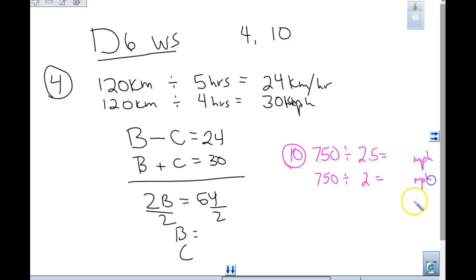Miles per hour. For the first one, 750 divided by 2.5, we should come up with 300 miles per hour. That was our airplane going against the wind, right? Is 300. With the wind, 750 divided by 2 gave us 375.